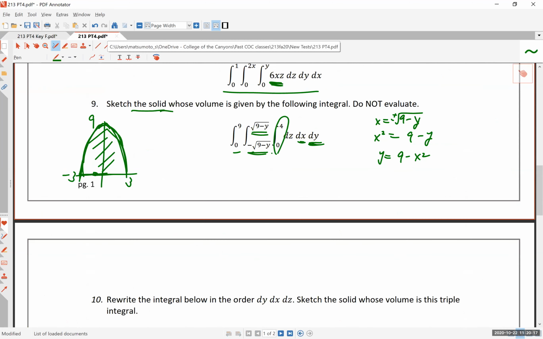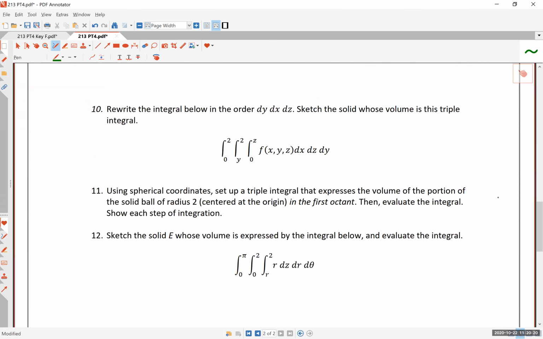All right, so that brings us to probably the hardest question on this practice test. If you can't do this, that's okay. Number 10 is quite hard. Rewrite the integral below in the order dy dx dz, but even before that, just sketching this is not so easy. It looks innocent enough, right? There's no really difficult looking equations or expressions. Sketch the solid whose volume is this triple integral.